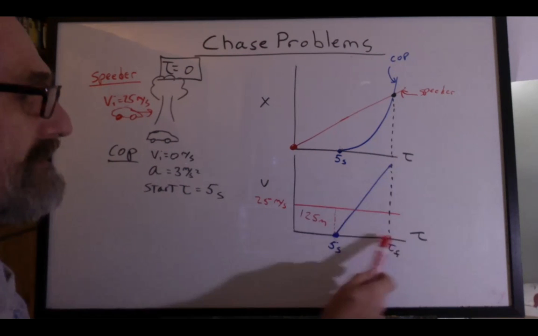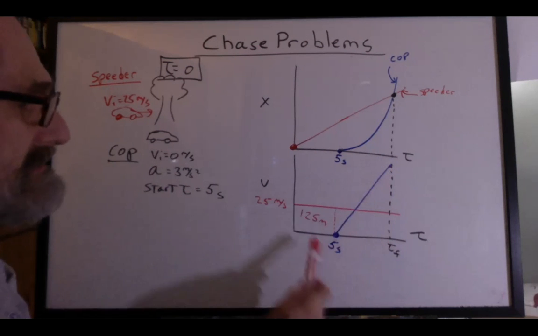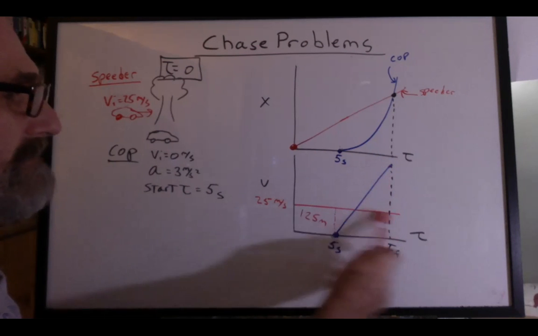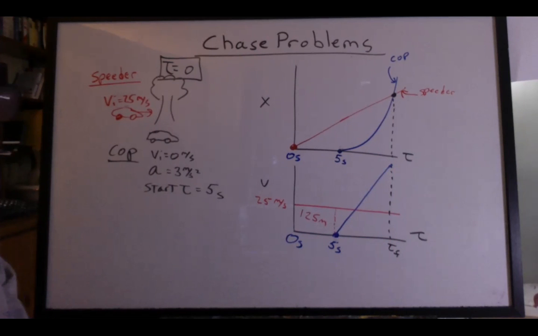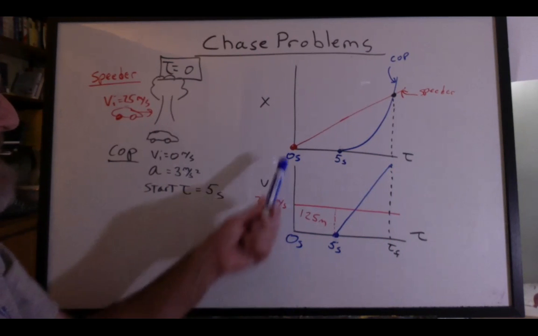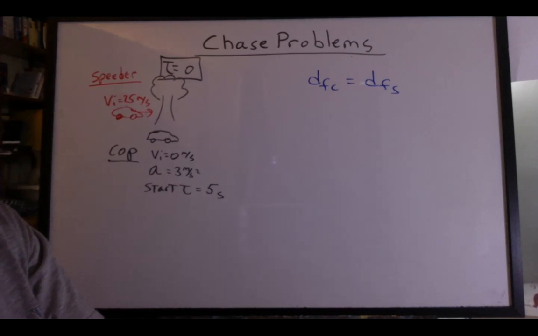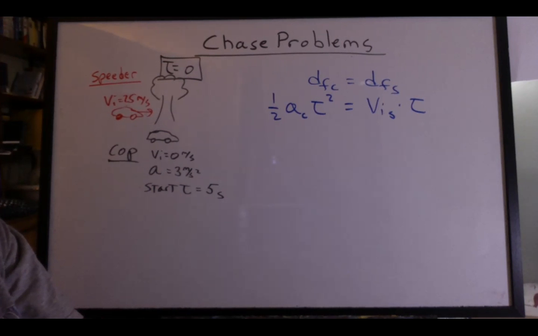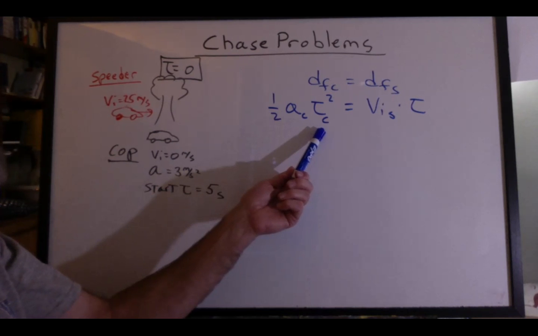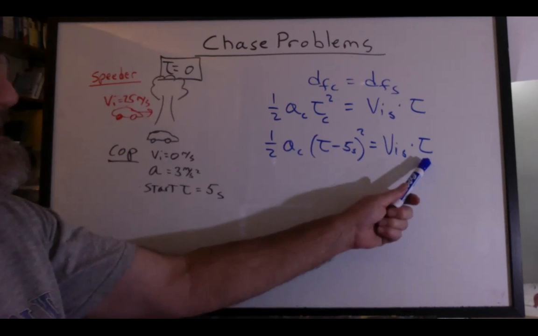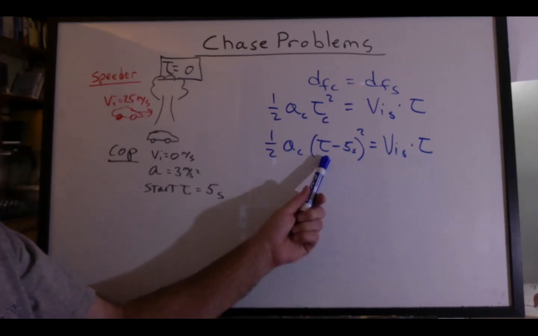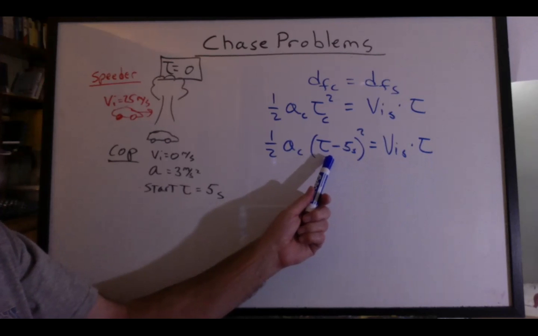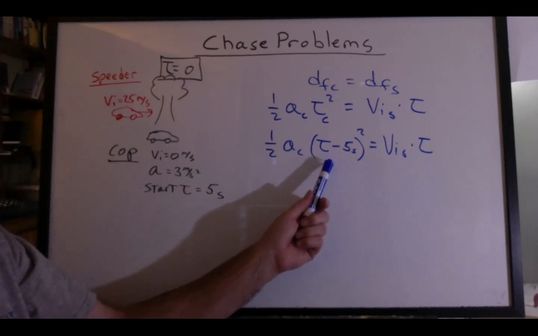The area of the blue triangle has to equal the area of this red rectangle. What would the formulas look like if we did start from 0 seconds? You'd still have to say that they're going to be at the same position in the same time. Now you have to be careful because those times are not the same. That's the time that the cop has been traveling for. That's the time from the beginning. So we have to subtract 5 seconds because the cop is traveling for 5 seconds less.